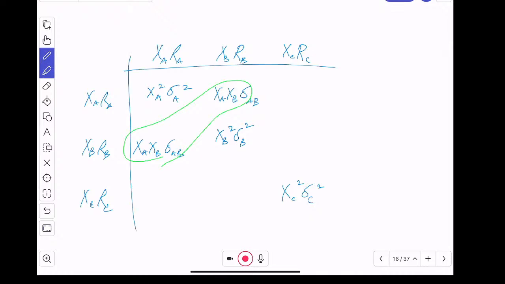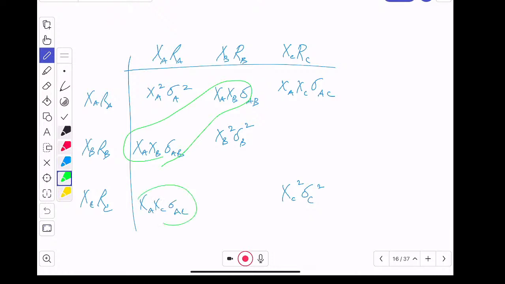Until you get the hang of this, there's going to be 2 of these. I'm going to use XA first, XC, and then sigma AC. But then the other one is over here, XA, XC, sigma AC. So there's 2 of those. And last but not least, we have XB, XC, sigma BC. And here XB, XC, sigma BC, and there are 2 of them.